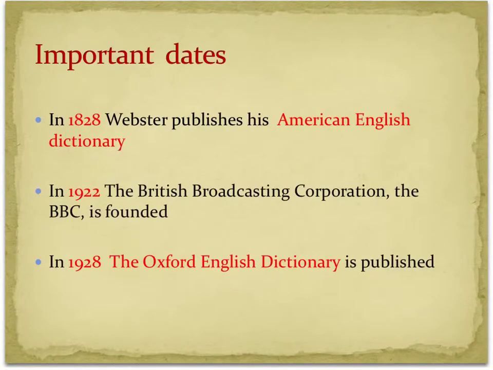Some important dates from the period. In 1828, Webster publishes his American English Dictionary. In 1922, the British Broadcasting Corporation, the BBC, is founded. In 1928, the Oxford English Dictionary is published.